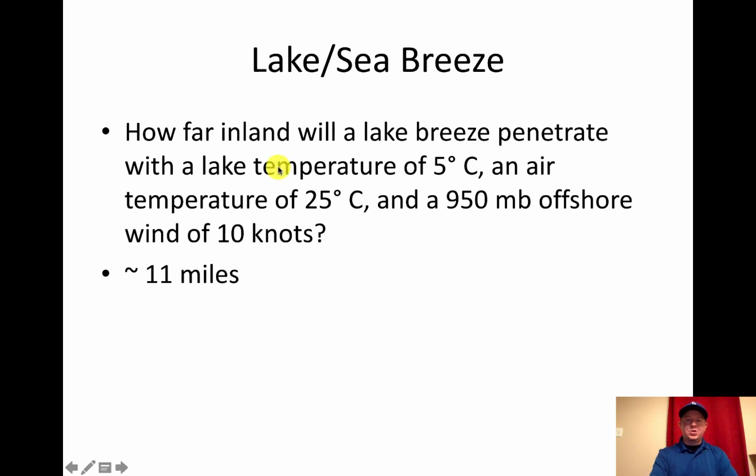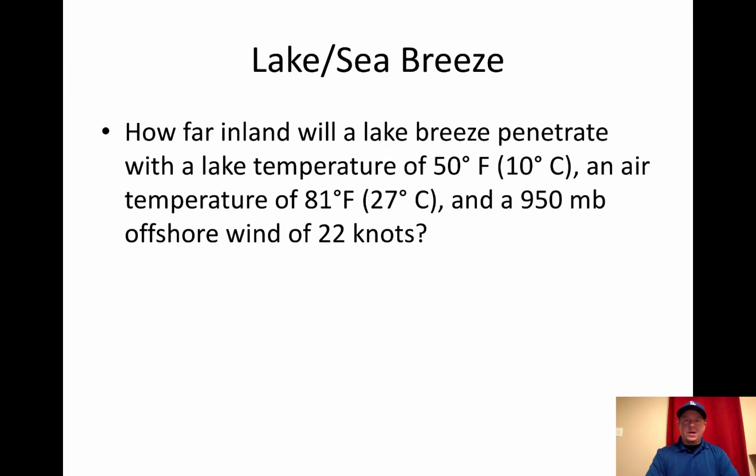Now, what if the temperature gradient didn't increase, but the 950 millibar wind decreased? Let's say the difference was still 10, but this went down to 5. Well, it'll still go further inland, right? So there's multiple components of this.